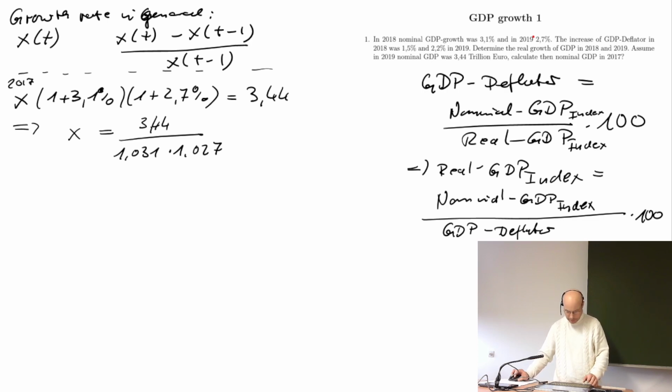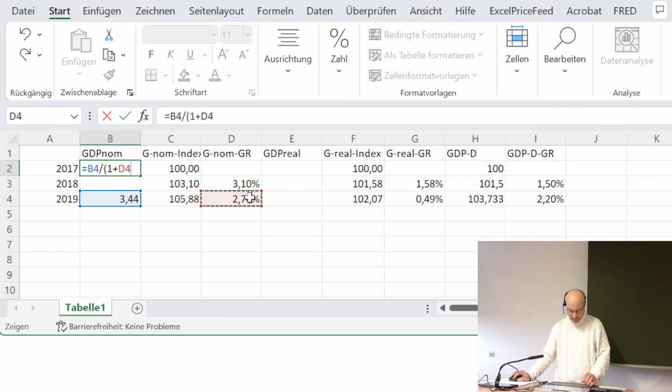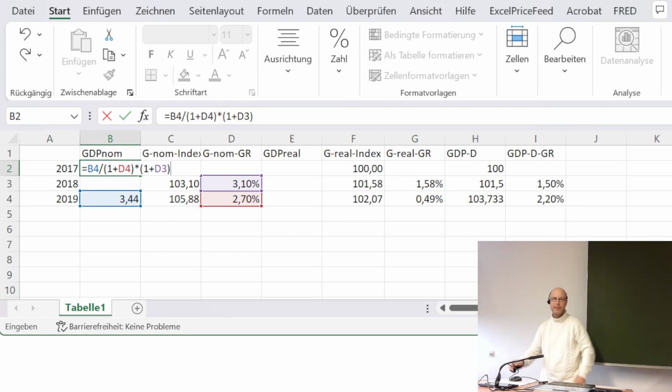So then let's do this. So equals 3.44 over 1 plus 2.7 times 1 plus 3.1. And now you have to know, if you type it in like this, then your program doesn't know, should I first divide and then multiply, or shall I do it the other way around? Or Excel is programmed like this, that you go just in a row.